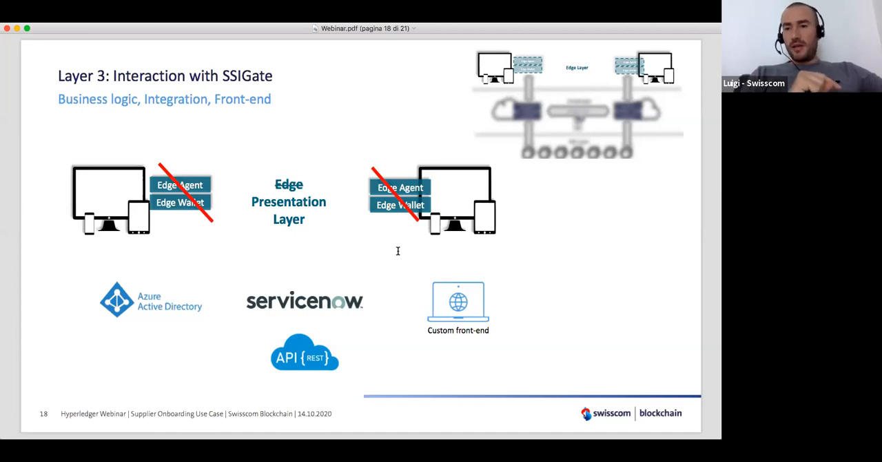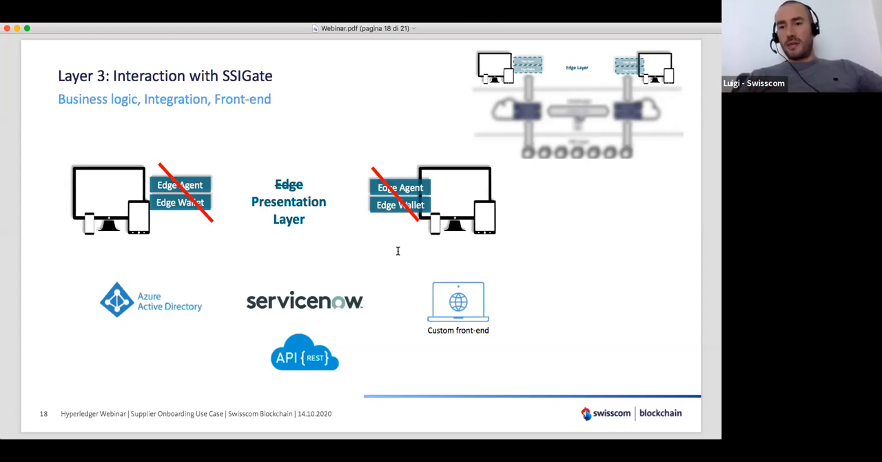Secondly, some of the pharma companies involved in this project decided to integrate our API in ServiceNow. So the procurement user who today deals with the assessment information keeps using the same tool they were used to. But when they click on some button, it also triggers some operation on our side. And then, for example, we issue a credential to the supplier.